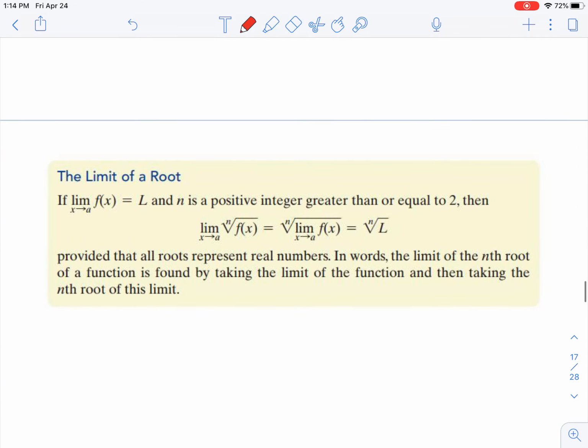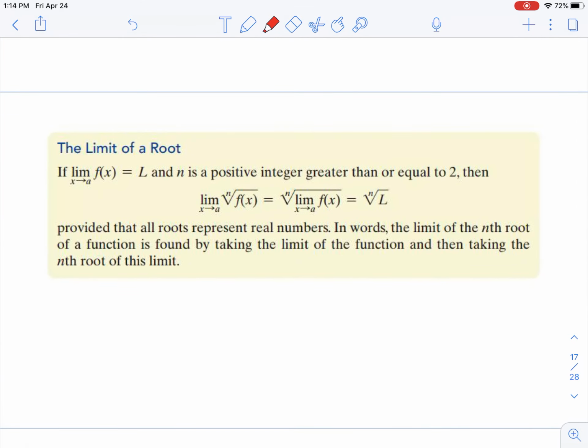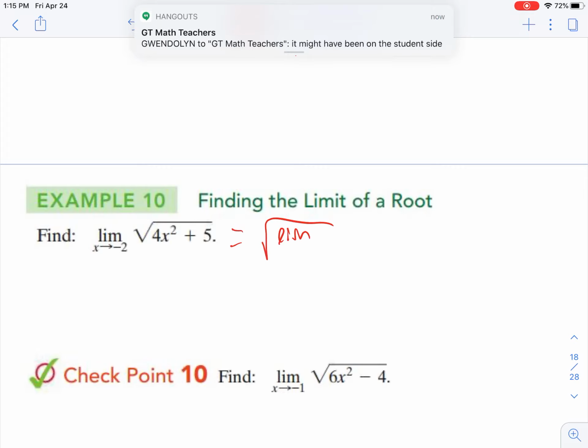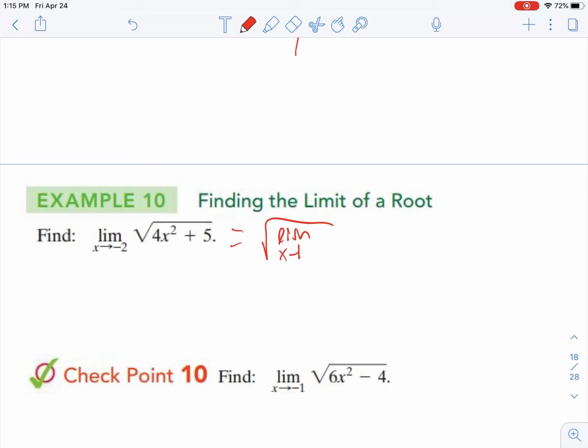All right, then from here, the same idea applies when you have a root. So you're going to take the limit as x approaches a of f of x, and it's going to give you L, where n is a positive integer greater than or equal to 2. If you're taking a look at this n right here, we're able to take it and put it over the entire portion, then take the root of our limit. Where is that going to be helpful? Right here, we're able to take this and rewrite it as the square root of the limit as x approaches negative 2 of 4x squared plus 5.